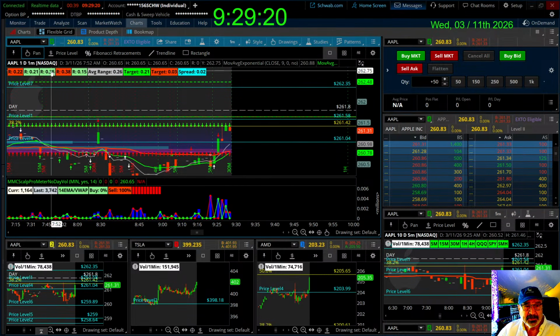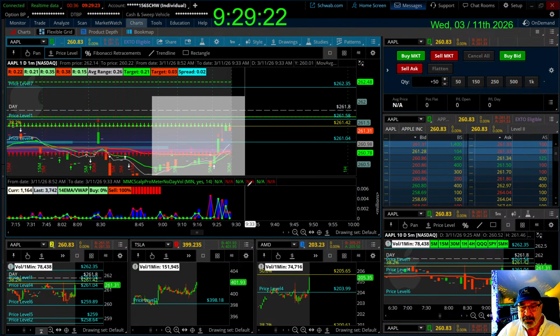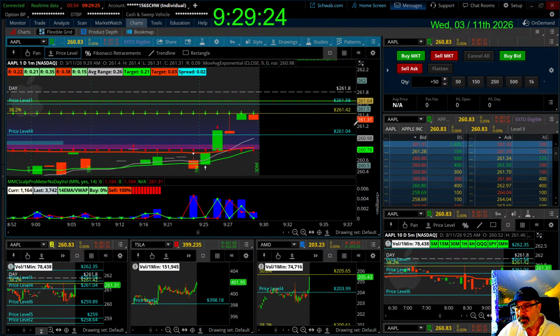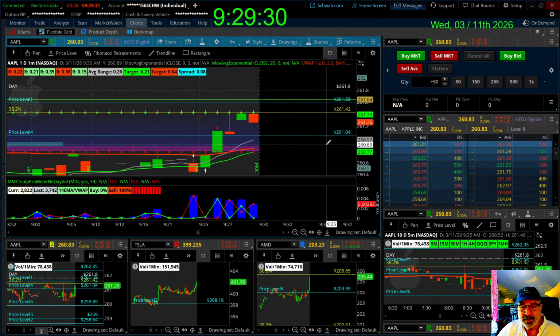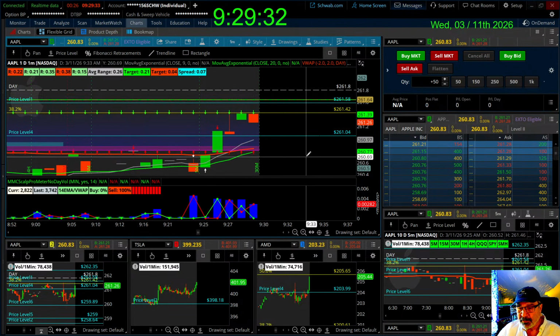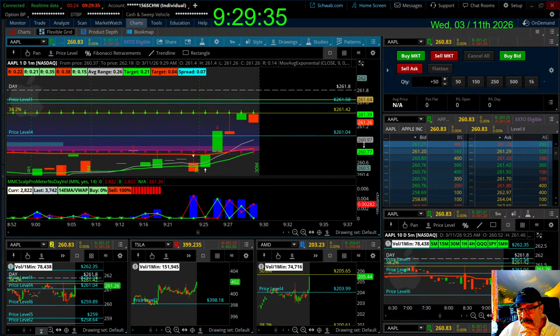Okay, here we go, guys. So I'm going to look to trade this at the open. Let's make sure I got everything right. Am I on the right time of day? Got that wrong sometimes. And we're going to go ahead and do Apple. See if I can hit this support.